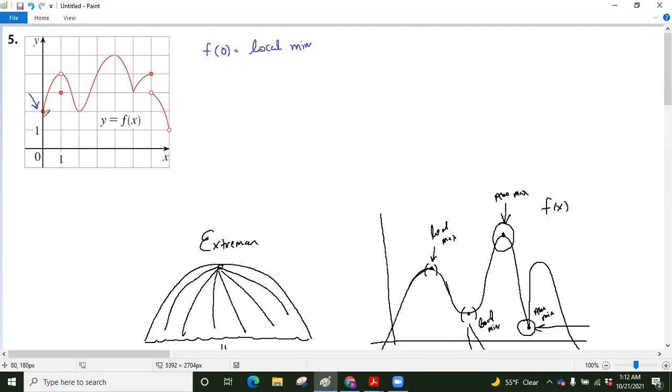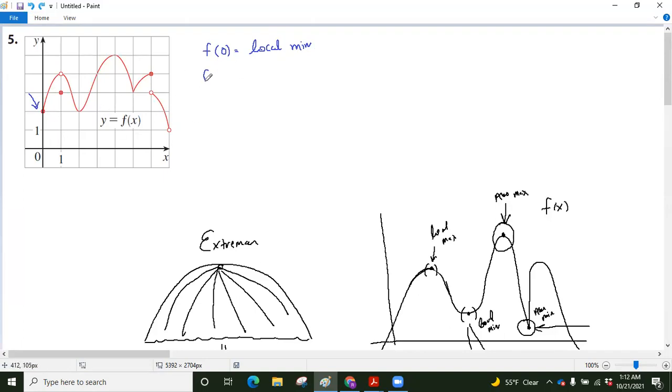Now, why do I say it's a local minimum? Well, it's definitely not the absolute minimum, because all these points here are lower than this point. There are still other points that are lower than it. So this would be a local minimum.